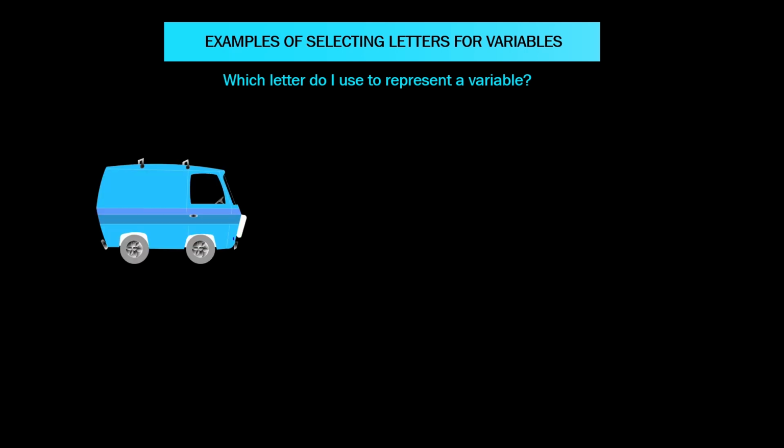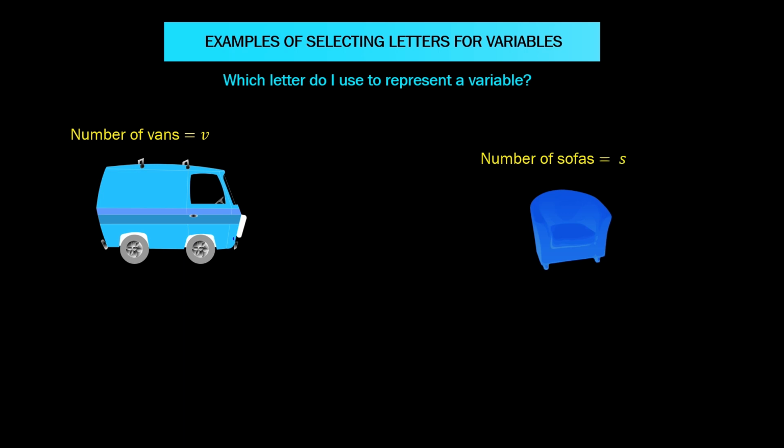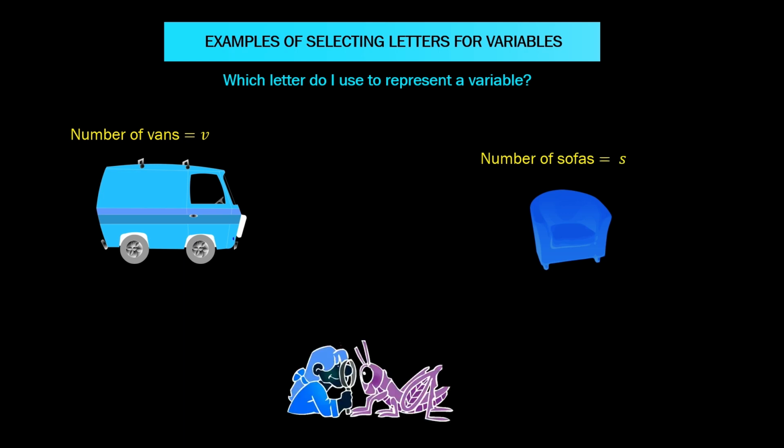Let's take a look at some examples of selecting letters for variables. Which letter do I use to represent a variable? The number of fans can be represented as V. The number of sofas as S. And the number of students studying biology as B.